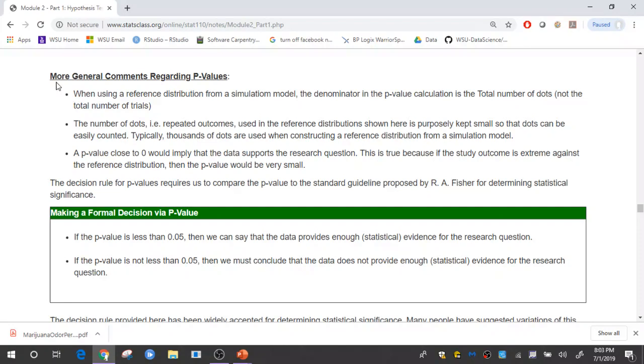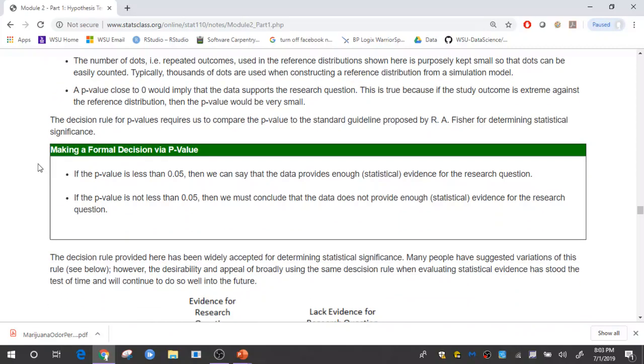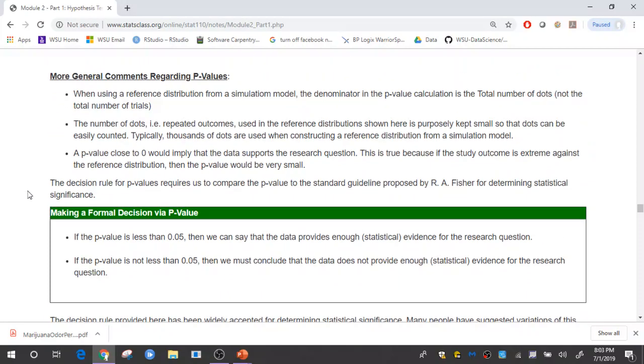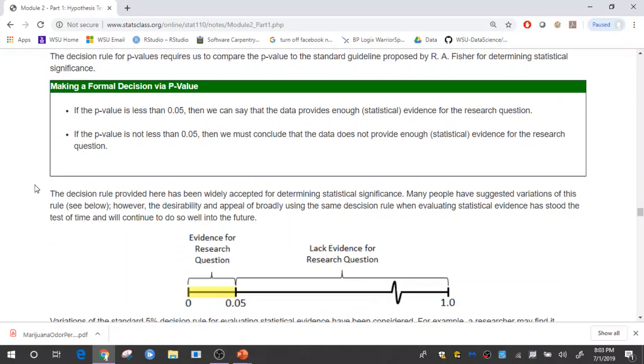There's some additional comments here, or general comments regarding p-values, and I'll let you read through those. How do we make a decision using the p-value approach? Well, all I need to do is check to see if that p-value is less than 0.05. If it is, then we can say that the data provides enough statistical evidence for the research question.